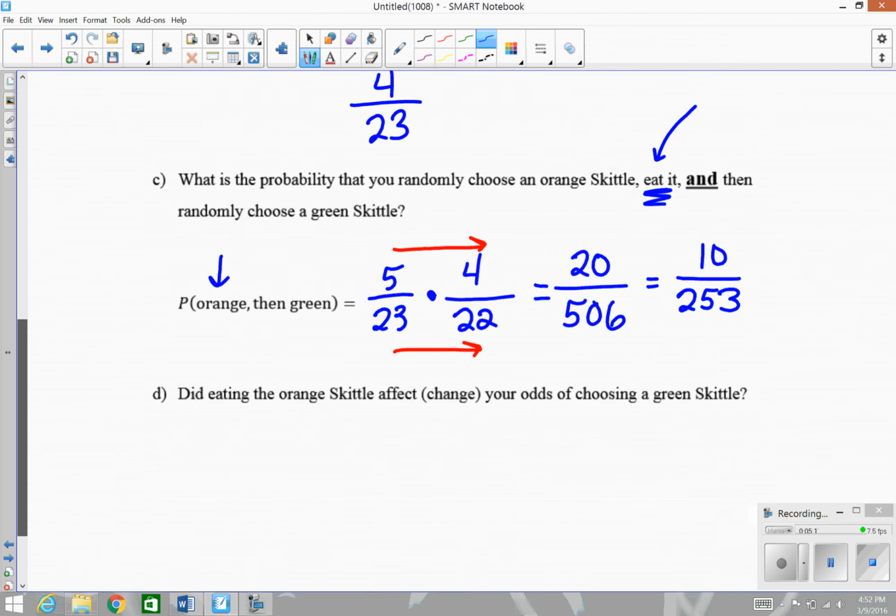So now this time, did eating the orange Skittle affect or change your odds of choosing green? And the answer is yes. If you're eating one, then now your total is different. And what if the first one you ate was green? That totally changes the probability of you picking another green Skittle. And we'll look at more of these tomorrow. Finish correcting your paper and then flip to the next page.